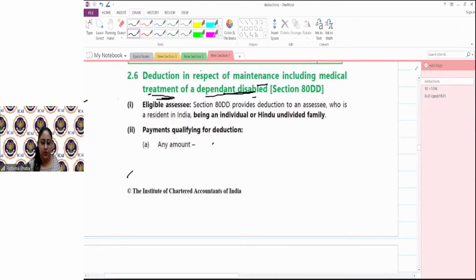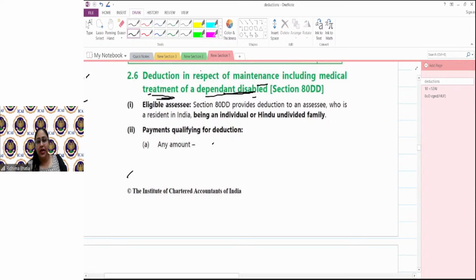what is dependent disabled. Now, dependent disabled means there is someone who is dependent on the assessee and is disabled. So dependent and disabled, both the things are very important. But who can be a dependent disabled person? For maintaining them or for their medical treatment, you can claim the deduction. You as an assessee can claim a deduction.